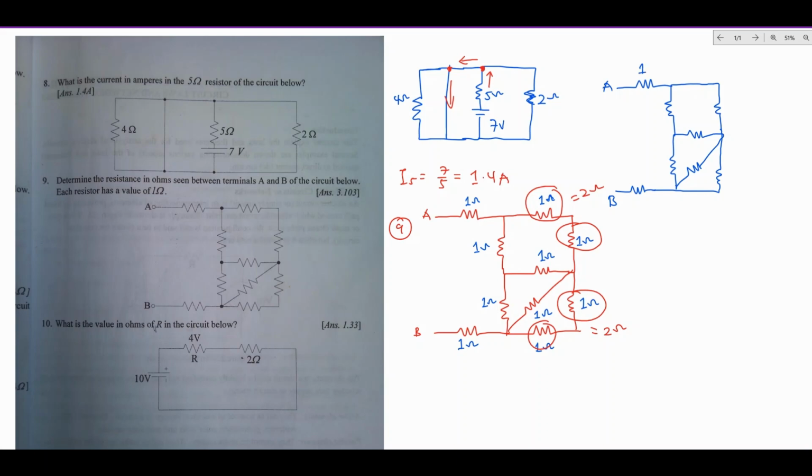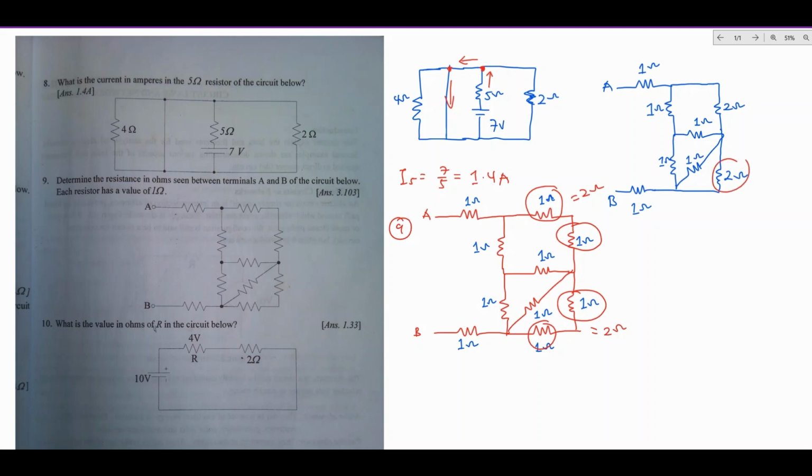So we're going to have 1 ohm here, 1 ohm here, and for this one, if you combine the two 1 ohm resistors, we have 2 ohms here, another 2 ohms here, 1 ohm here, 1 ohm, 1 ohm, and then 1 ohm. Okay, so let's continue and see what will happen.